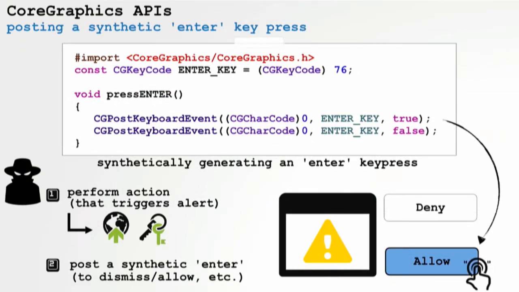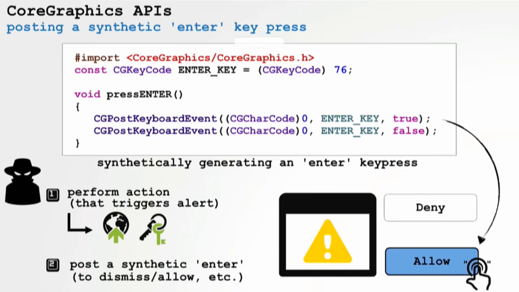So here's some example code that utilizes the Core Graphics APIs to send a synthetic key press. Here we're going to send an enter key. So whenever you send a synthetic event, you need to divide it into two parts. First, you send the down event and then the up event, because again, this mimics what a user does when they press and release the key or click the mouse.